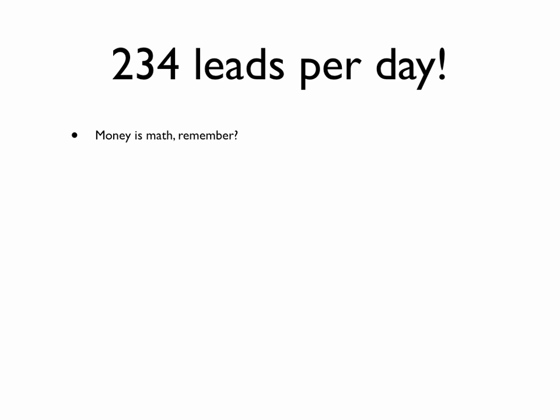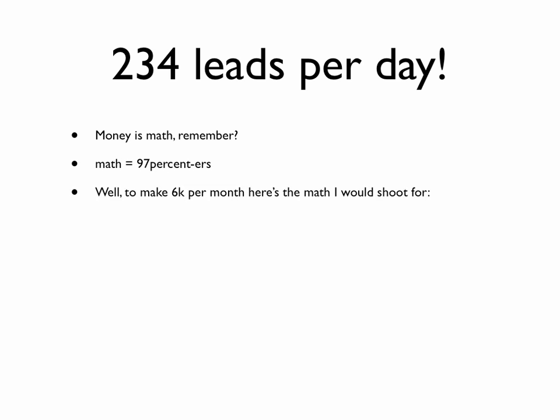It doesn't care if you're pretty or not. It doesn't care if you're tall or short. Money doesn't care if you were picked last in kids soccer. Money doesn't care if you were picked on as a kid and got your lunch money stolen from you. Money doesn't care if you failed miserably 50 times in the past year alone. Money doesn't care about any of that. All money cares about is math. Math. Okay? Math beats the 97%ers. All right? Well, to make $6,000 per month, here's the math I would shoot for.